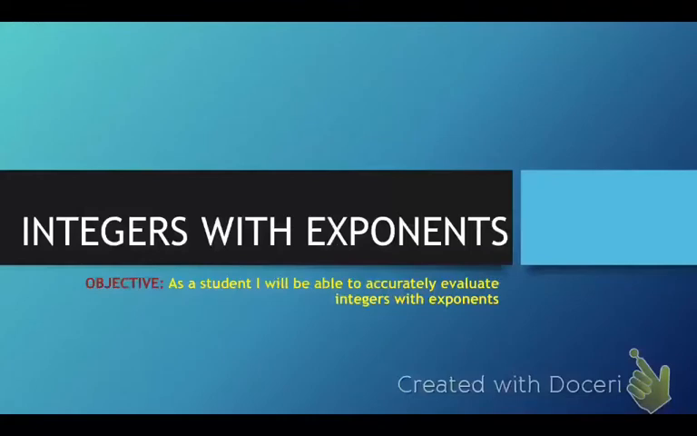Today we're going to talk about integers with exponents. Okay? This goes along with benchmark number 6. So you should be working on benchmark number 6, and your objective for this video is, as a student, you should be able to accurately evaluate integers with exponents. We're going to talk about 3 specific types of integers with exponents, and we're going to go over all 3 of those in this video.